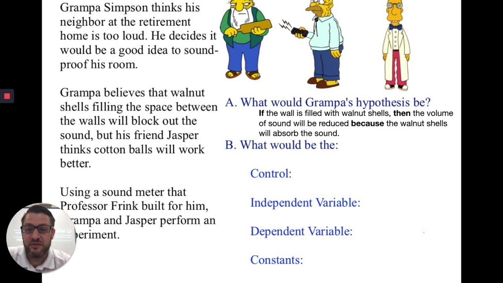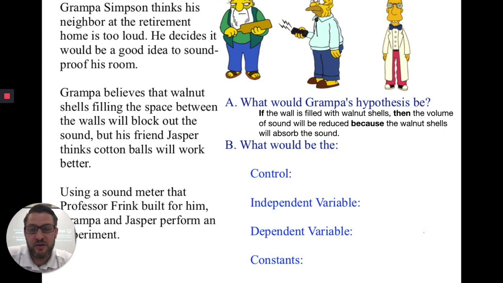So here, Grandpa is saying, if I fill the walls, okay, that's what he's going to do, then the volume will be reduced. That's what I think is going to happen. And then the because, this is going to be your reasoning behind it. Now, is this great reasoning? We'll find out.